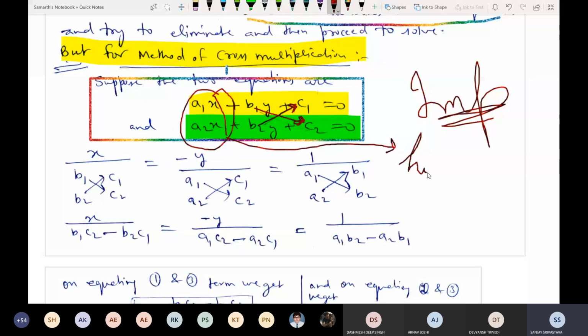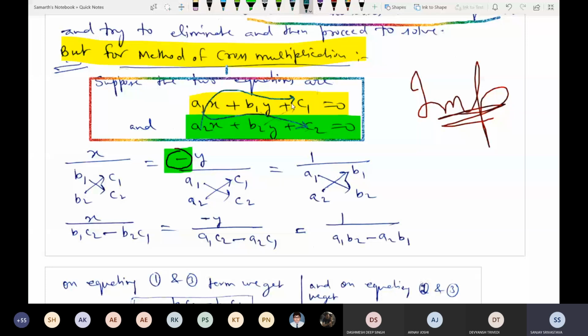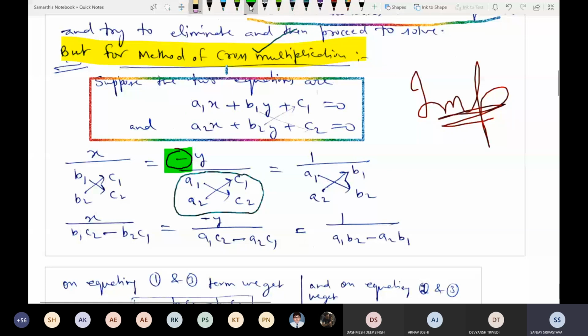Now, when we are writing the coefficient with respect to y, we will not take the coefficient of y. We will take the coefficient of x and the constant term. That means a1 into c2 minus a2 into c1. Now for the third term, because c1 and c2 are the constant terms, you will take 1 upon the cross product of the coefficients of the variables x and y, and you will write a1b2 minus a2b1.